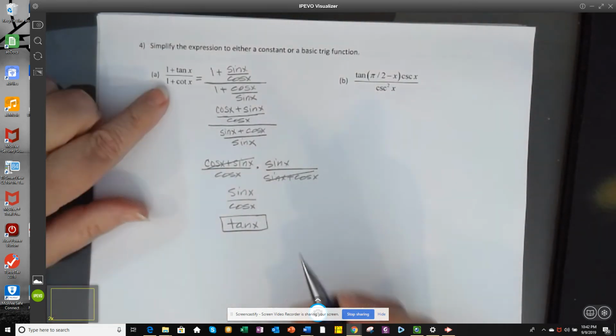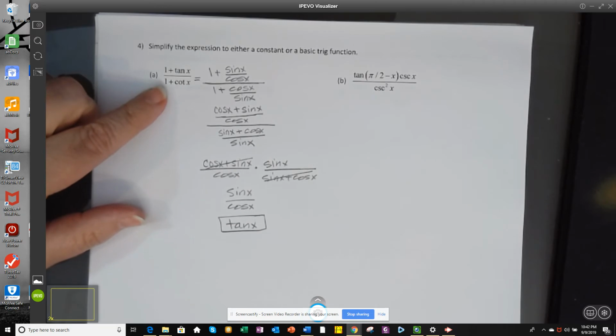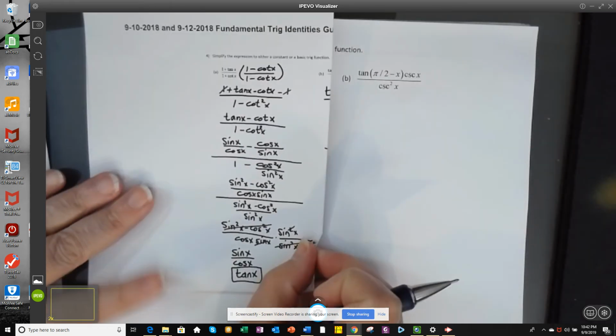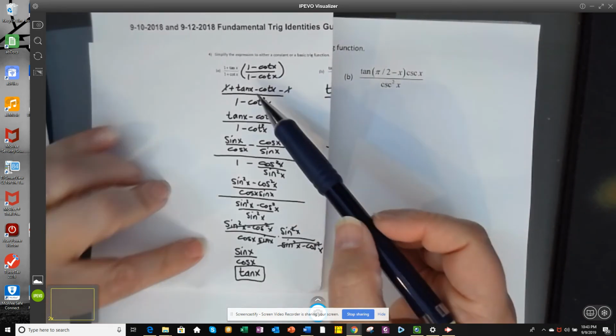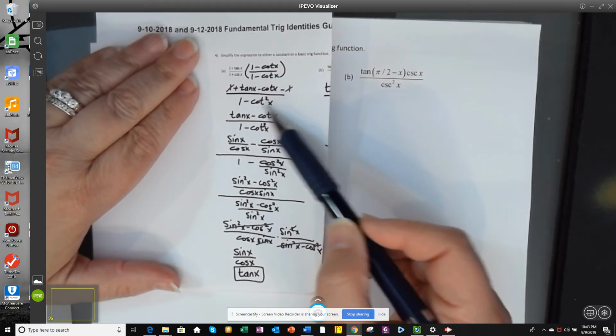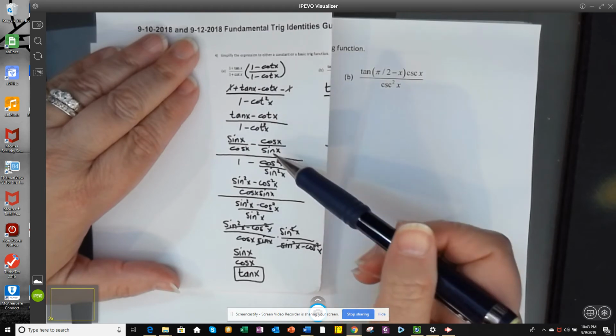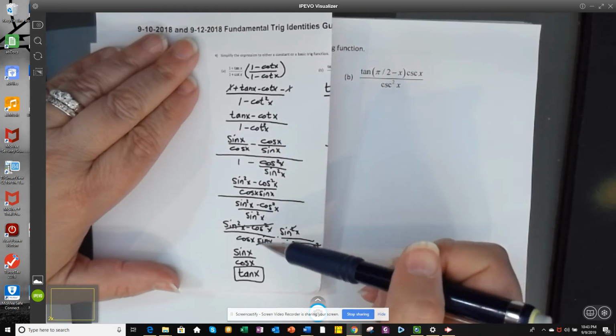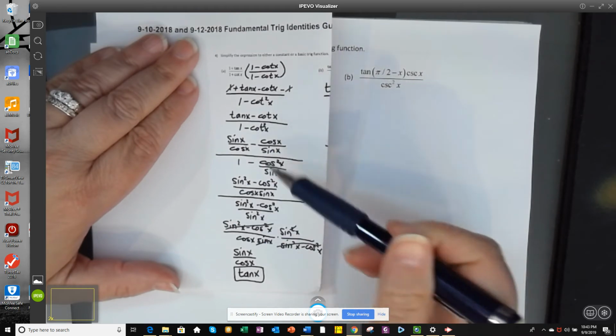Okay. Now, some people might multiply this by the conjugate of the denominator. You could do that too. And I have done that in the past. And I will show you the answer doing it that way, where you multiply by the conjugate of the denominator, and then you get 1 minus cotangent squared x in the bottom. And then eventually you have to change them to sines and cosines to get the tangent. So you can do it this way. It just takes a few more steps to get there. And the math sometimes might be a little bit more complicated.